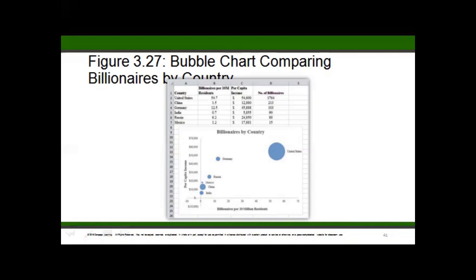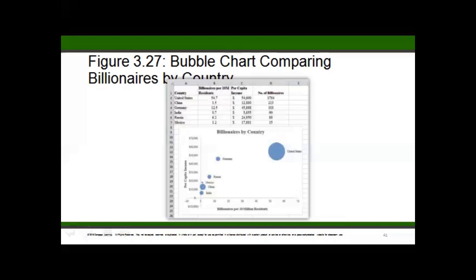Step 8, click Add Chart Element in the Chart Layouts group. Choose Gridlines from the drop-down menu. Deselect Primary Major Horizontal and Primary Major Vertical to remove the grid lines from the bubble chart. However, we can make this chart much more informative by taking a few additional steps to add the names of the countries.